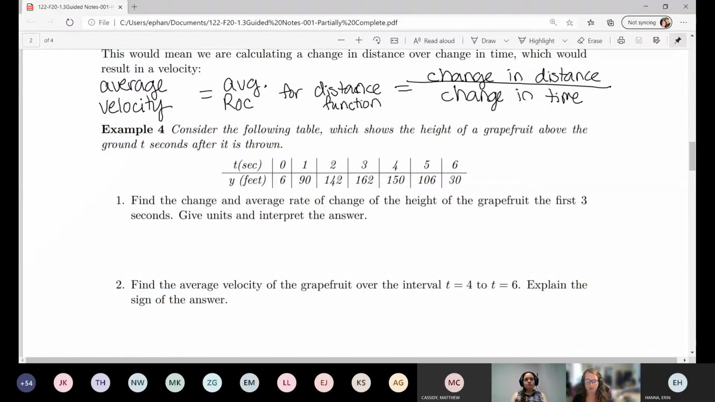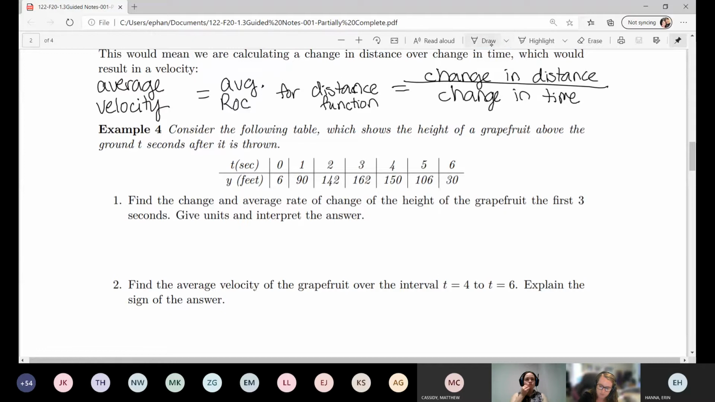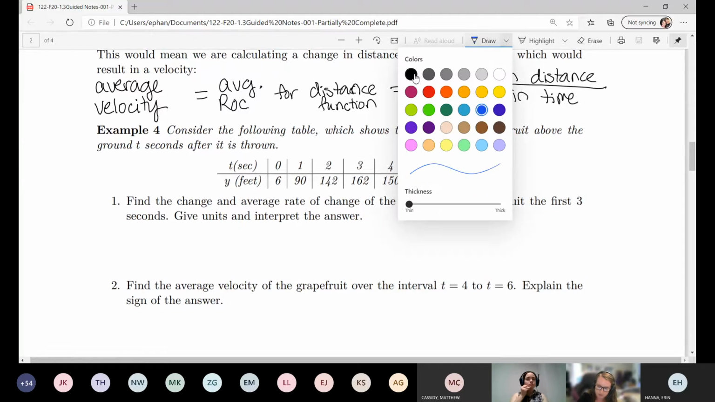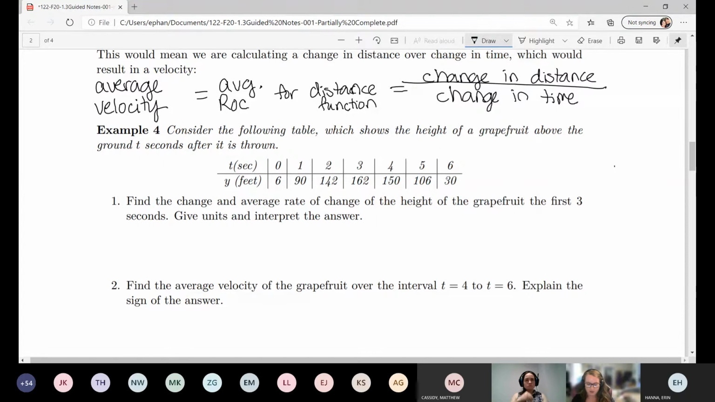So consider the following table, which shows the height of a grapefruit above the ground t seconds after it is thrown. First thing we're going to want to do is find the change and then the average rate of change. And those are two completely different things. So the change and then the average rate of change of the height of the grapefruit in the first 3 seconds. Give units and interpret your answer.